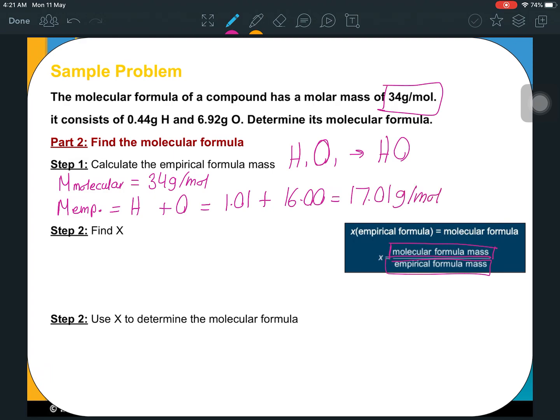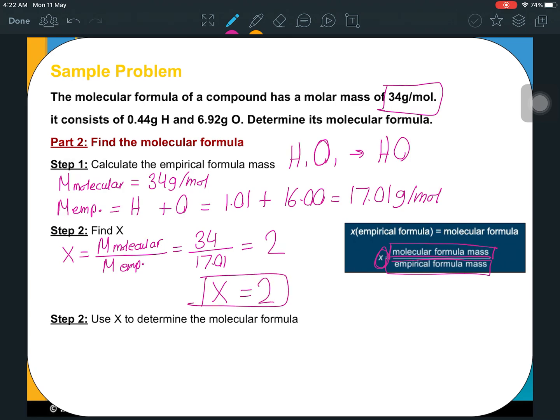Okay, there we go. Now finding x will be very, very easy. x is equal to M molecular divided by M empirical. So that is equal to 34 divided by 17.01, which can just be rounded to 17, which will give me 2. There we go. So I know that x is equal to 2.